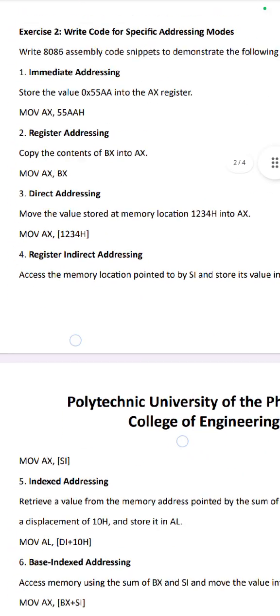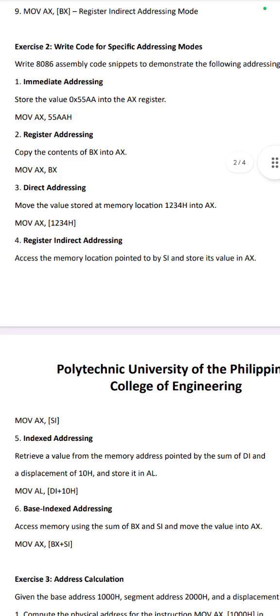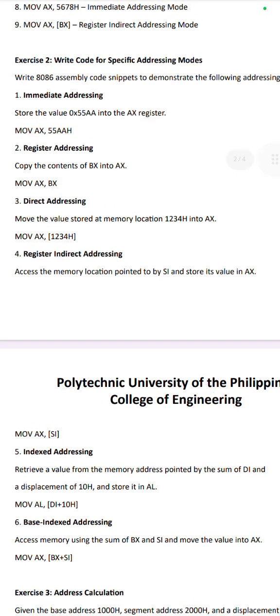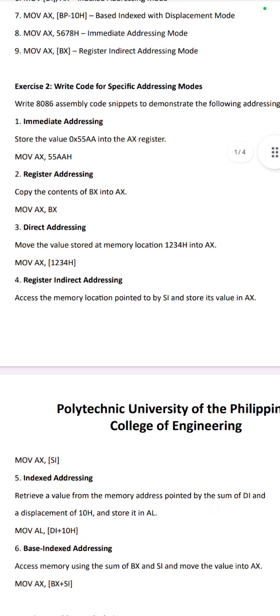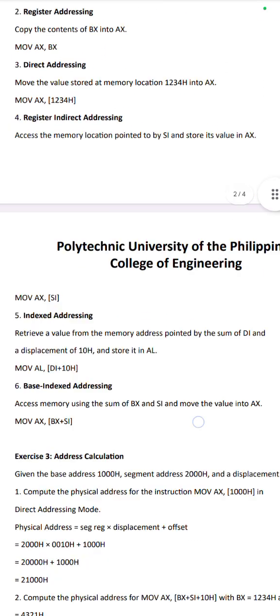Number 4, register indirect addressing. Access the memory location pointed to by SI and store the value in AX.